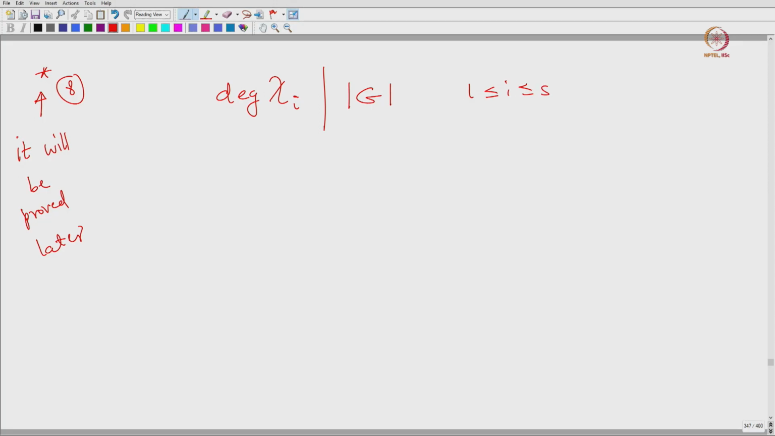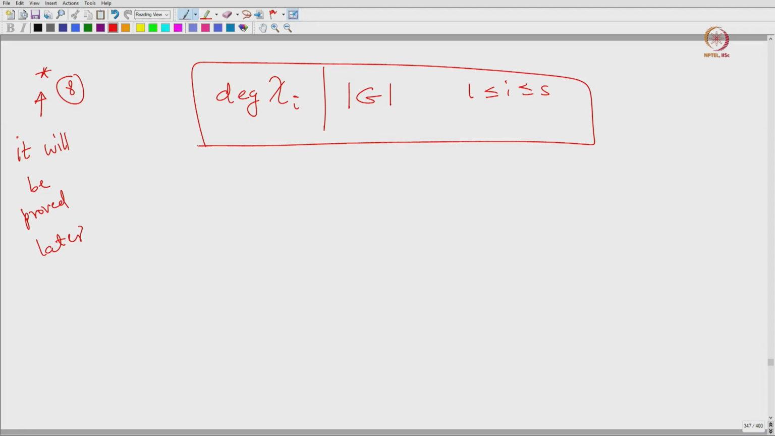Even though this is a very simple looking statement, to prove it we have to use a little bit of algebraic number theory. So, I will develop all the necessary results that are needed in order to prove this important result, but it will require some more work. But this actually gives much more restrictions on the degrees of the irreducible representations.